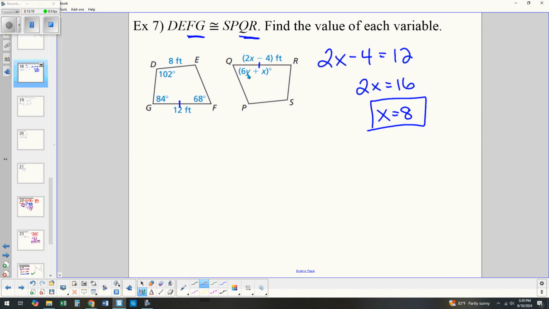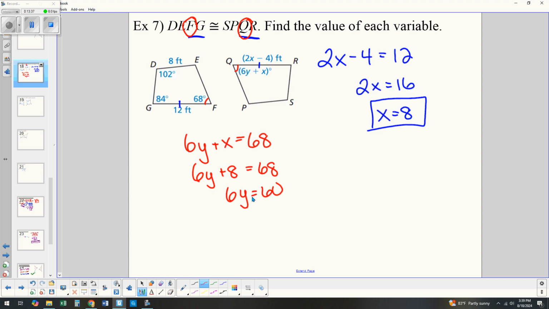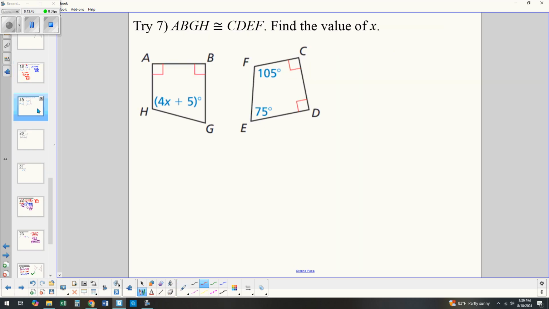So then my other variable, I have a y here in angle Q. So Q is in the third spot. That should match with F in the third spot. So 6y plus x equals 68. I already figured out that x is 8, so let's plug that in. Substitute it in. So now I can take away the 8 and divide by 6. So y equals 10. Here's try 7. If you'd like to give it a try, pause. Answers are posted online.